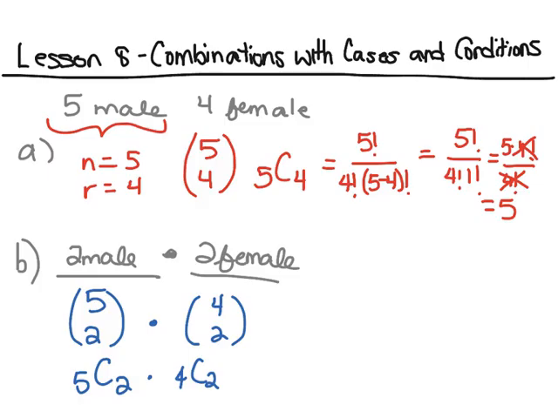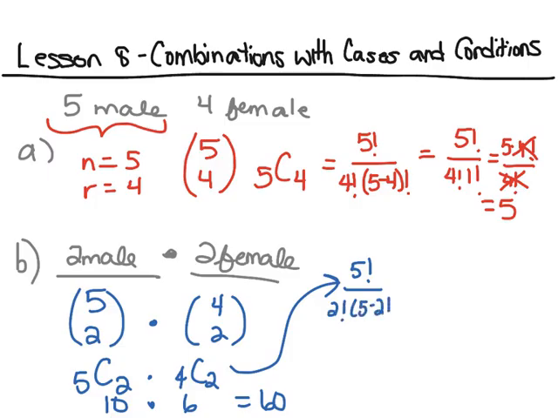If you type this into your calculator, you'll get 10 times 6, which is 60. When you don't type it in your calculator and you do it in factorial notation, because I like you to do that, you take 5 factorial divided by 2 factorial times (5 minus 2) factorial, times 4 factorial divided by 2 factorial times (4 minus 2) factorial.